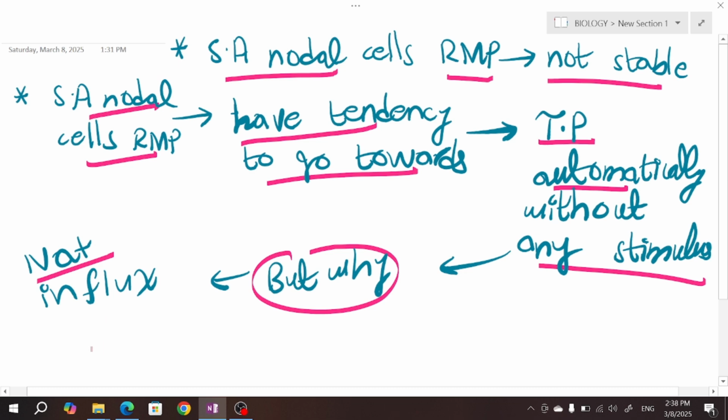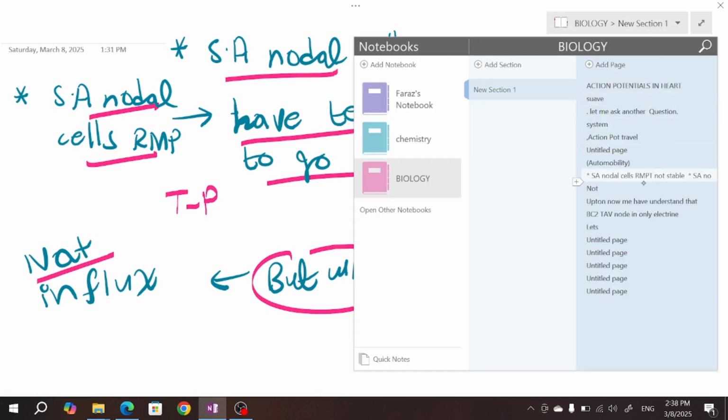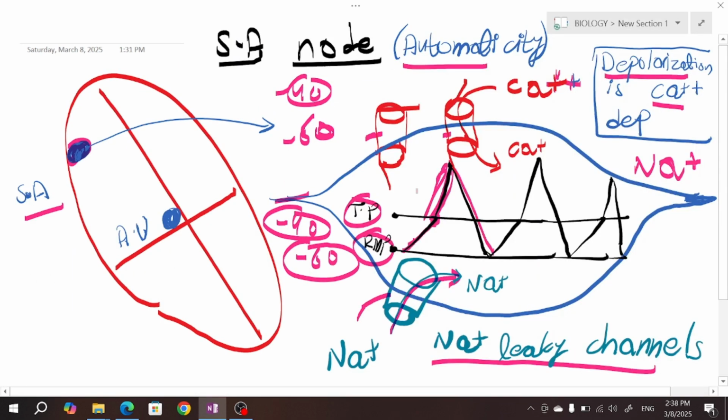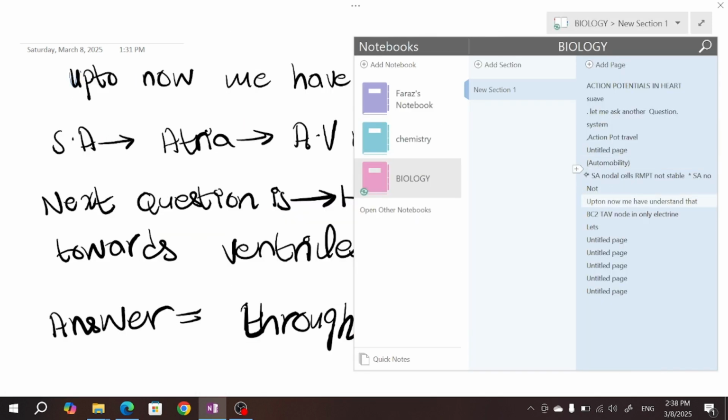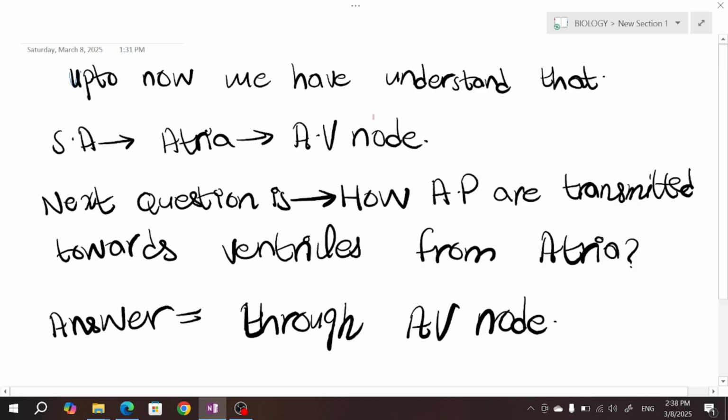making the resting membrane potential a little bit positive, and the resting membrane potential starts going towards the threshold potential. As soon as the threshold potential is achieved, there is a sudden upstroke, depolarization is achieved, and then the whole phenomenon occurs again and again.